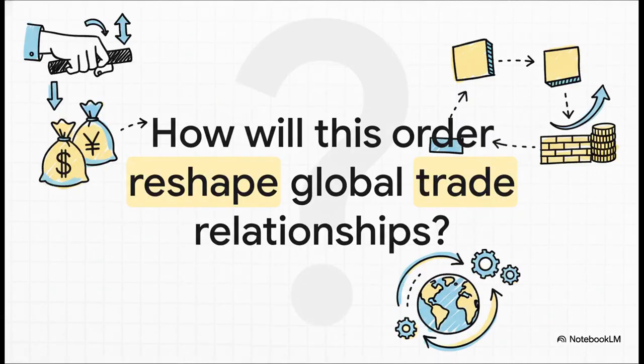And that brings us to one last really crucial detail. The order gives the president the power to change these tariffs, to raise or lower them depending on how other countries react. So will they fight back with their own tariffs, or will they come to the table and cooperate? This built-in flexibility leaves us with the biggest question of all. How is this single order about to reshape America's trade relationships with the entire world?